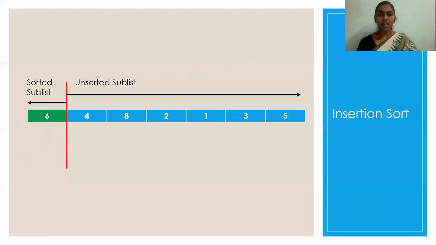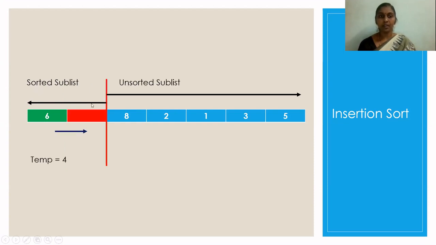And now let us start with pass 1. In pass 1, what we did with the cards was we started with the second card. Now here we will start with the second element in the array, 4. Watch this. The second element in the array is now put into a temporary variable space. Now this temp variable has the number 4. A space is created in the sorted sublist. Now this empty space moves into the sorted sublist.